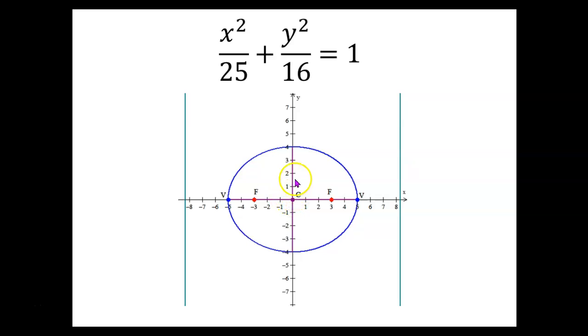The distance from the center to a covertex, or half of the minor axis, is 4. And that shows up in the equation here. This 16 is 4 squared. So the number under the x squared is a squared. That tells you how far to go from the center to get to a vertex. The number under the y squared is b squared. b tells you how far to go from the center to get to a covertex.